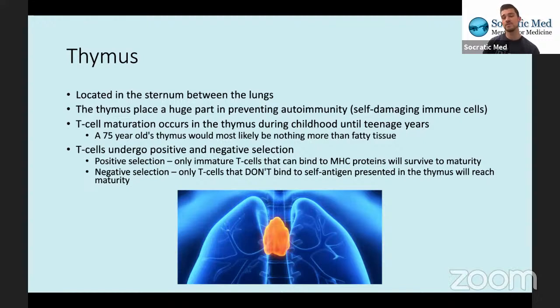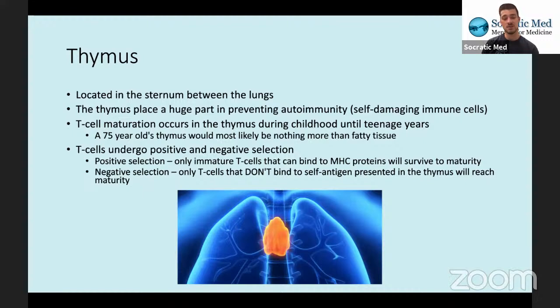They also undergo negative selection in the thymus. So negative selection means only T cells that don't bind to self-antigens presented in the thymus will reach maturity. So the thymus is really cool in that it has these specialized cells in it that display protein sequences that are found throughout your entire body. So you will find these different antigens in the thymus. You'll find protein sequences that could be found in your eye, or protein sequences that will be found in your foot. And you can find them in the thymus because it's specifically where these T cells are made.